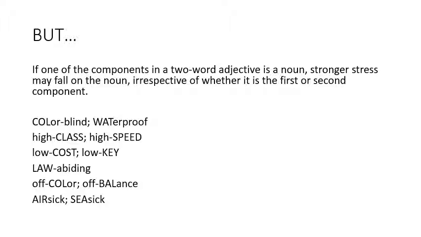Examples: color-blind. In this word, color is a noun, so it takes the stress. I have waterproof. I have high-class. Here the noun is the second part of the word. If there is a noun, it most likely takes the stress. High-speed, low-cost, low-key, law-abiding. I have off-color, and in the word color, of course, the first syllable. I have off-balance, the first syllable of balance. Then I have sick and seasick. The words sick and sea are both nouns, so they take the stress.